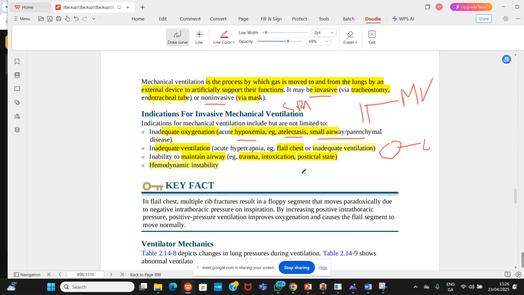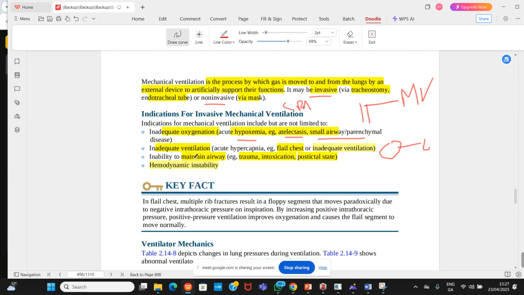Anybody that has a problem maintaining their airway because they have altered sensorium, we go to the ICU or the emergency department and calculate the GCS. If it is less than 8, we send a consult to the ICU because of what? Mechanical ventilation. All these ones are invasive. You have to go and intubate them. You can't be using CPAP in someone that cannot maintain their airway. It is not possible.